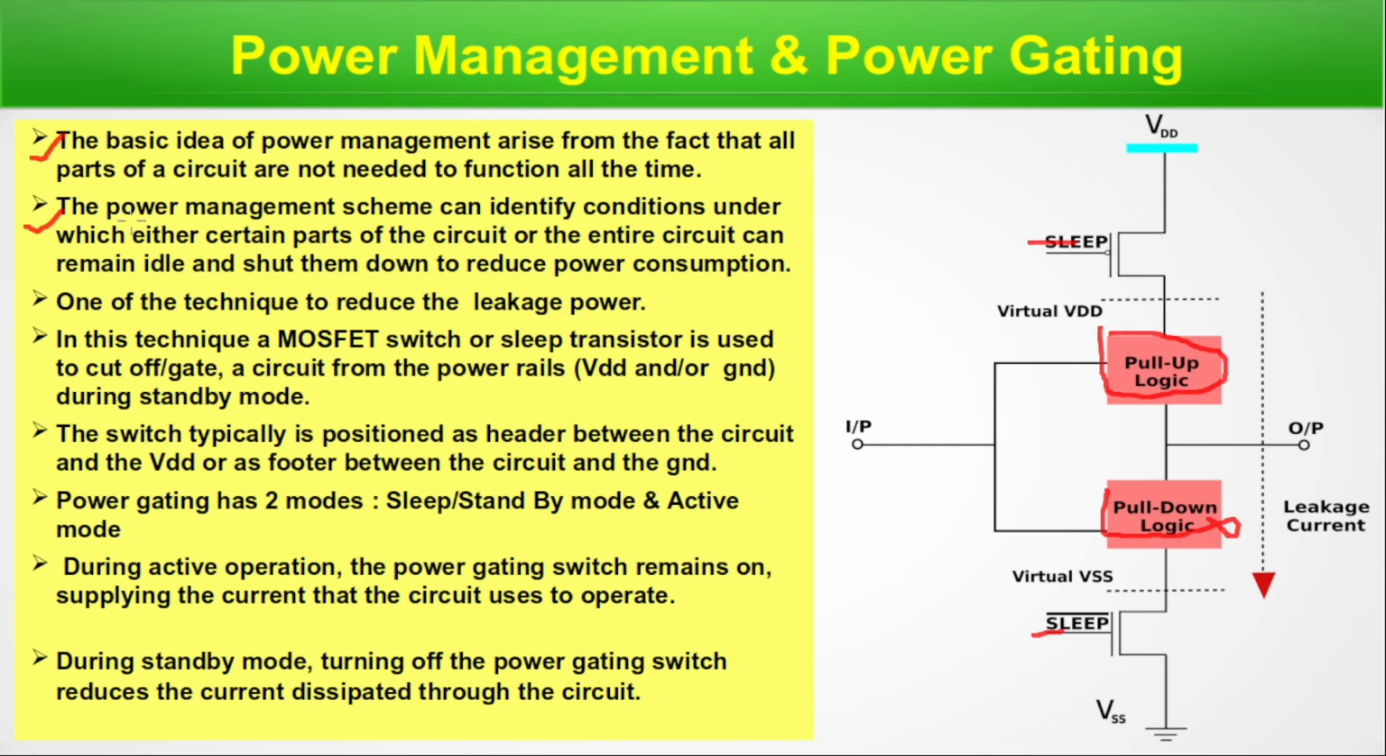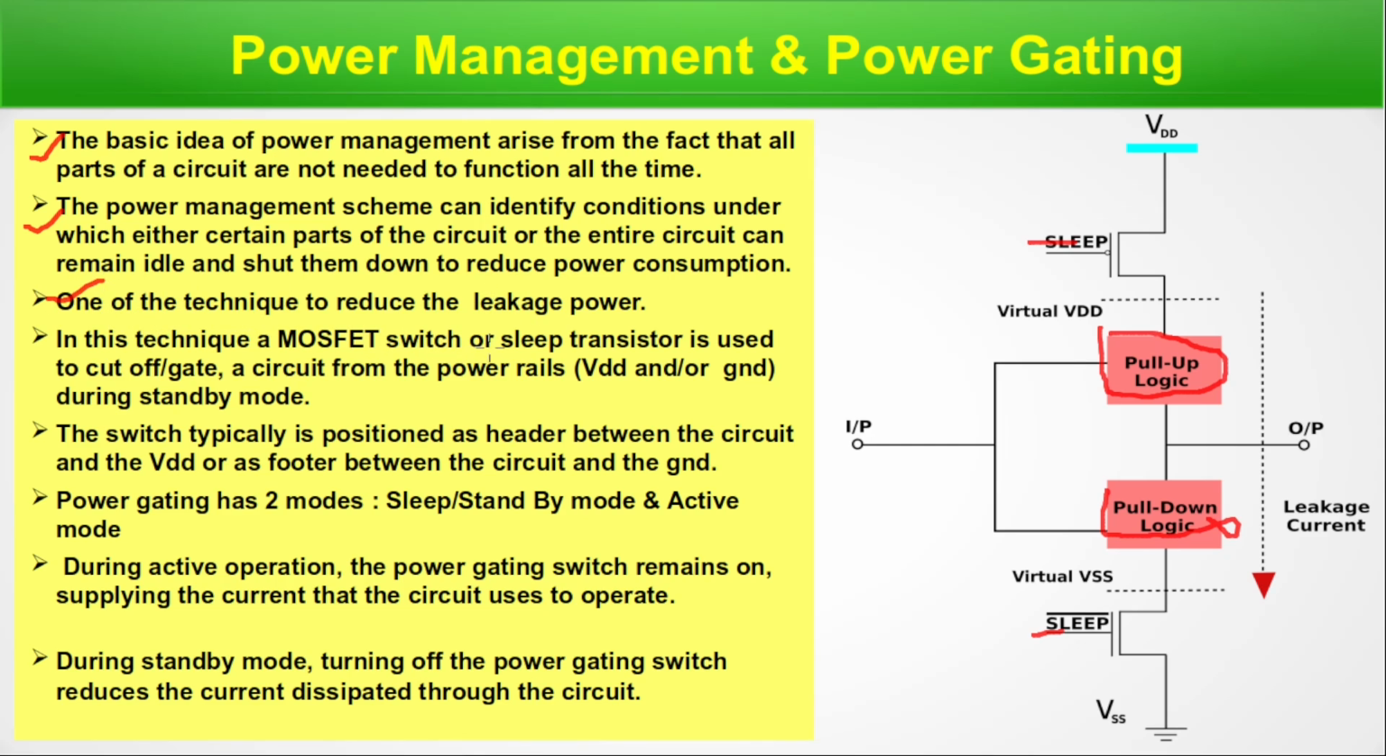One strategy of power management is to identify the conditions under which either certain parts of the circuit or the entire circuit can remain idle. Under which condition part or the whole circuit remains idle, the power management system first identifies the modes, how the circuit works, and depending on that, the power saving policy is determined. This is one of the techniques to reduce the leakage power.